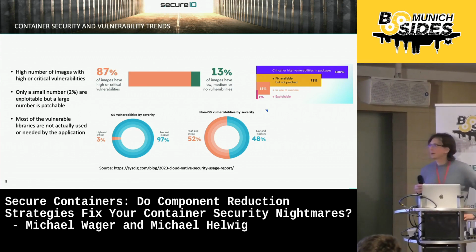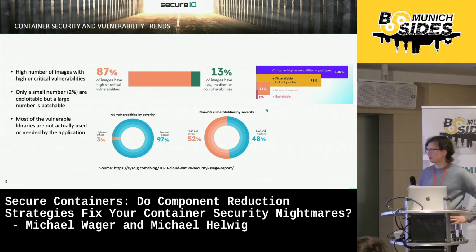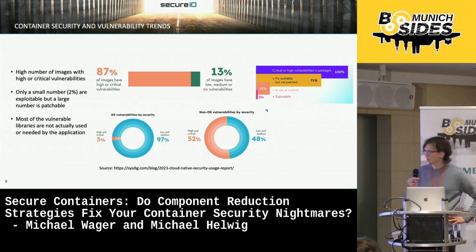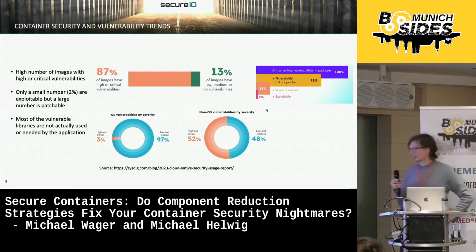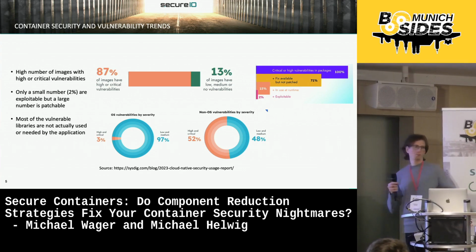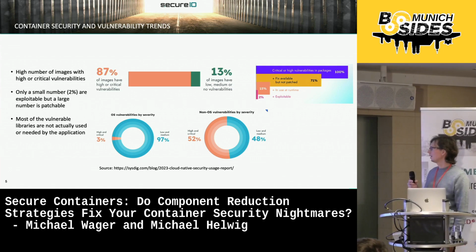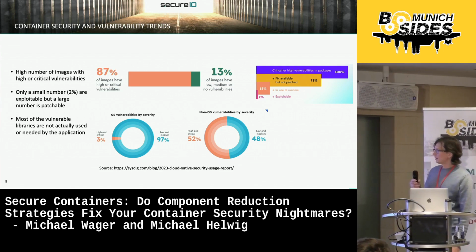So there is a large number of images out there. I'm not 100% sure how many they scanned. I read in the report the number was at least 25,000, but there are also other numbers, so maybe check out the report yourself if you're interested. And 87% have high or critical vulnerabilities, and only a small number of those is actually exploitable. They said like 2% is actually exploitable. Of course, you don't know which ones those are. So what does it help you to know that it's only 2% if it's inside your containers?